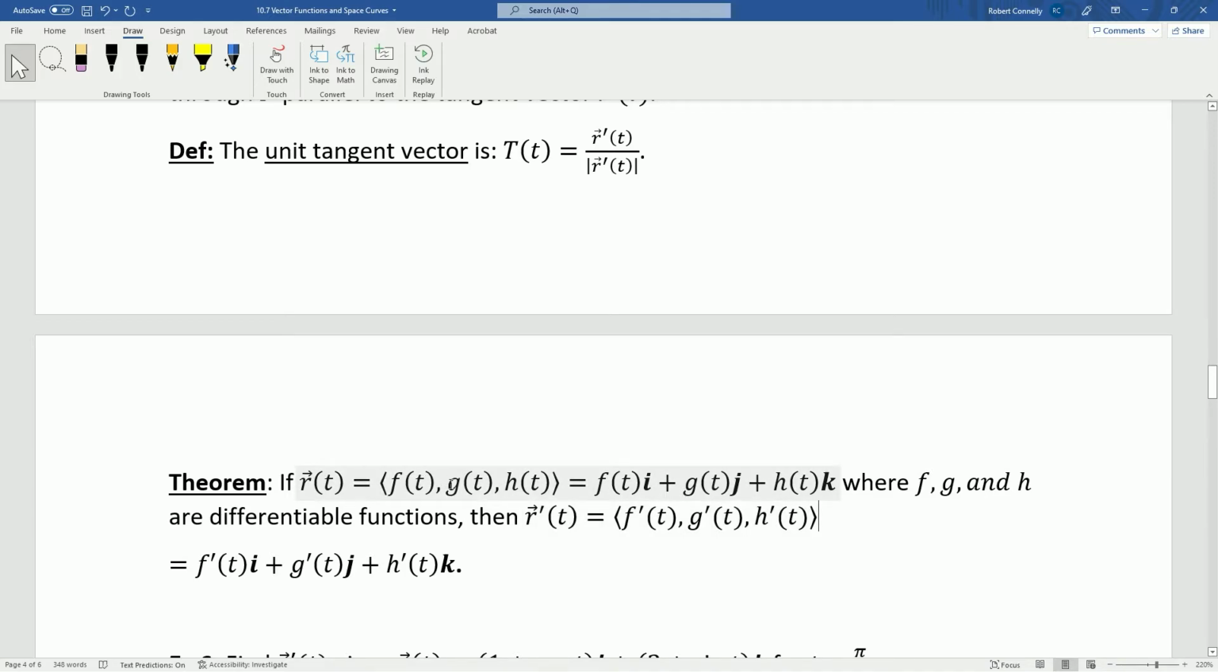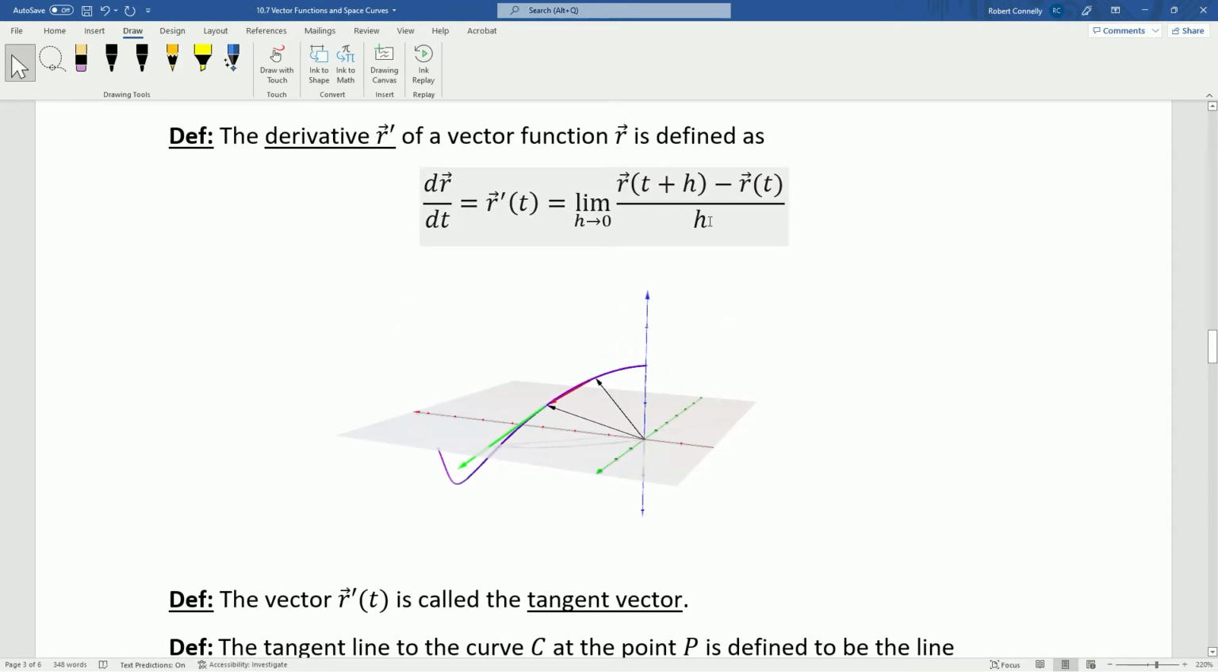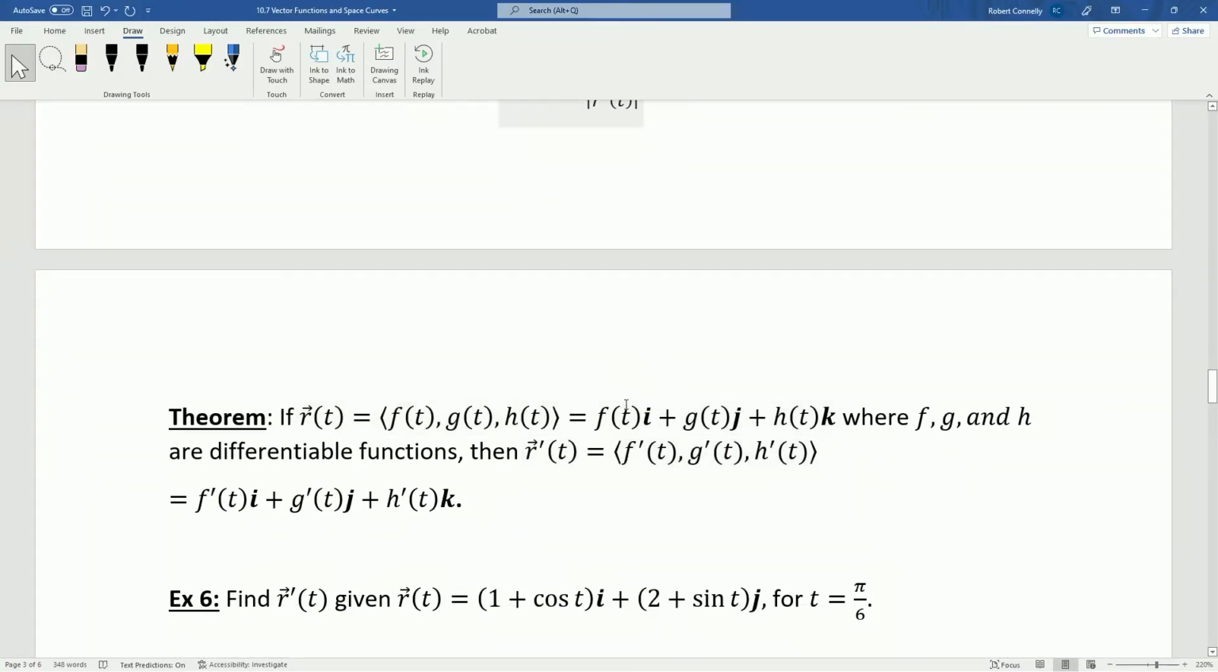So if r is the vector f of t, g of t, h of t, with all differentiable functions f, g, and h, then r prime of t is equal to the vector f prime, g prime, h prime. This basically boils down to taking the limit for the derivative, and we know that for limits on vectors, you can just take the limit of each individual vector component. And so when you take that limit along each component individually, you just get f prime, g prime, and h prime.